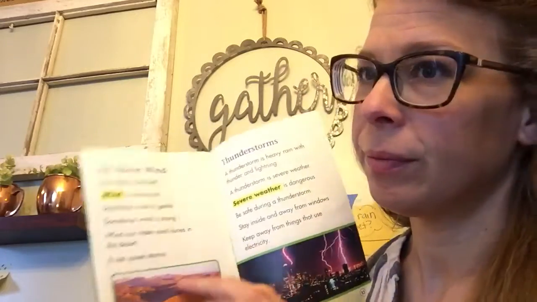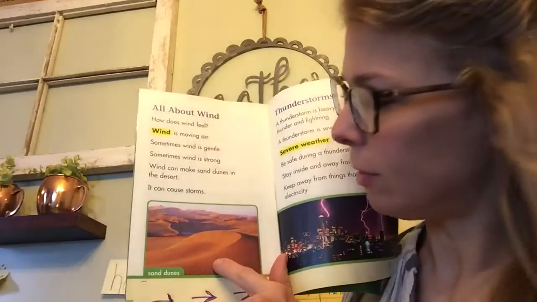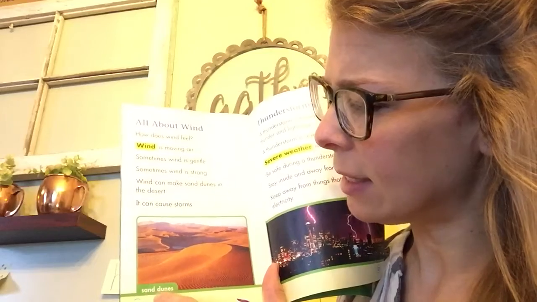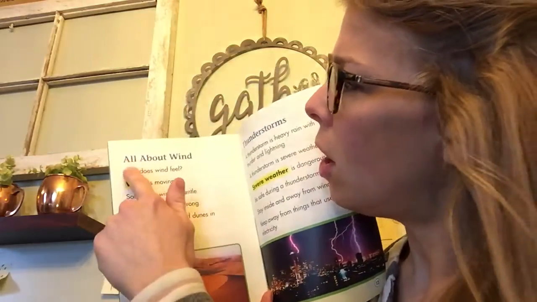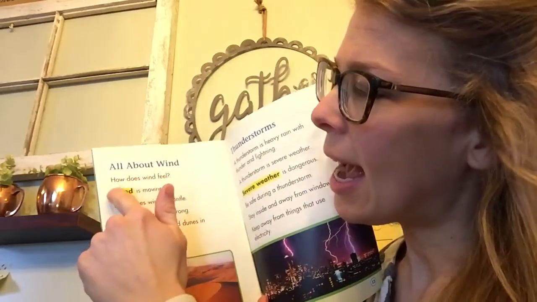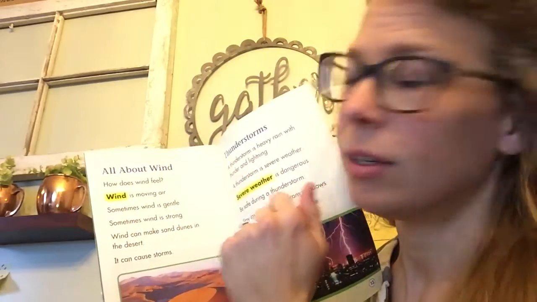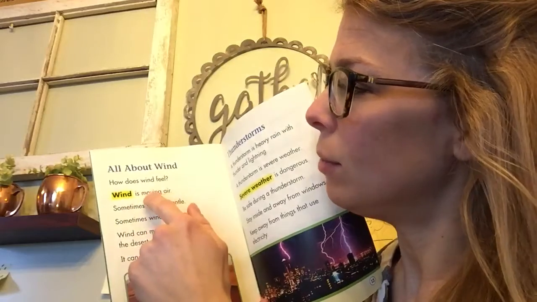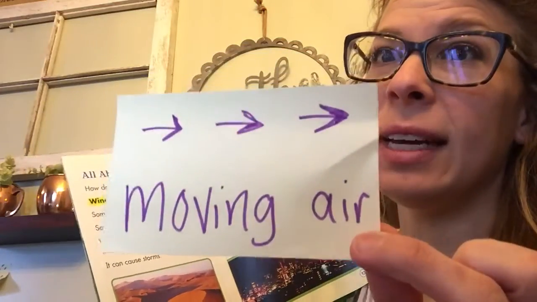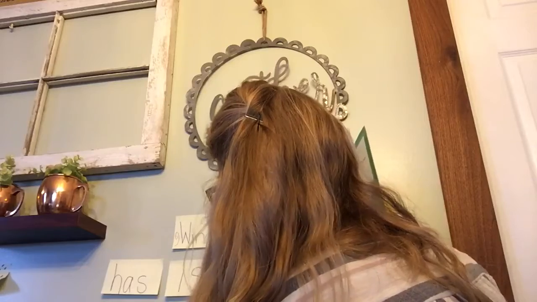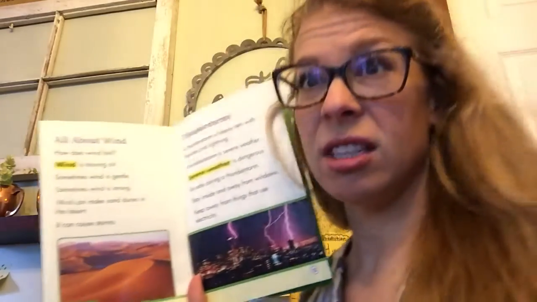Let's read. I see a photograph first. A picture, and it says sand dunes. What does wind have to do with sand? All about wind. How does wind feel? Wind is moving air. What is wind? Wind is moving air. Let's add that to our chart. Wind is moving air. Sounds like a good sentence for our writing.